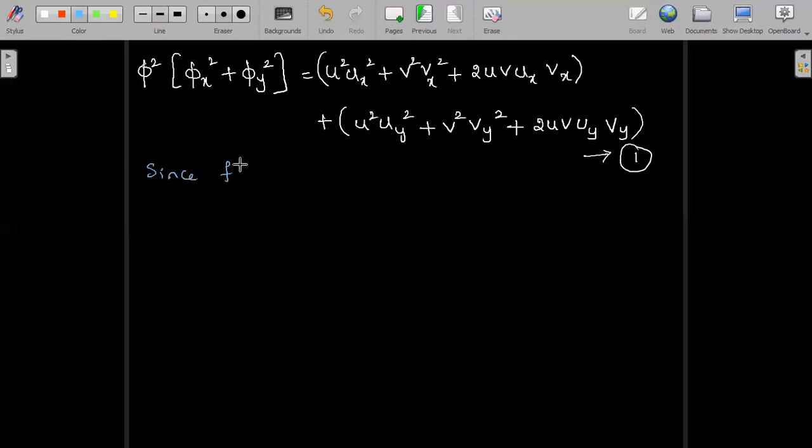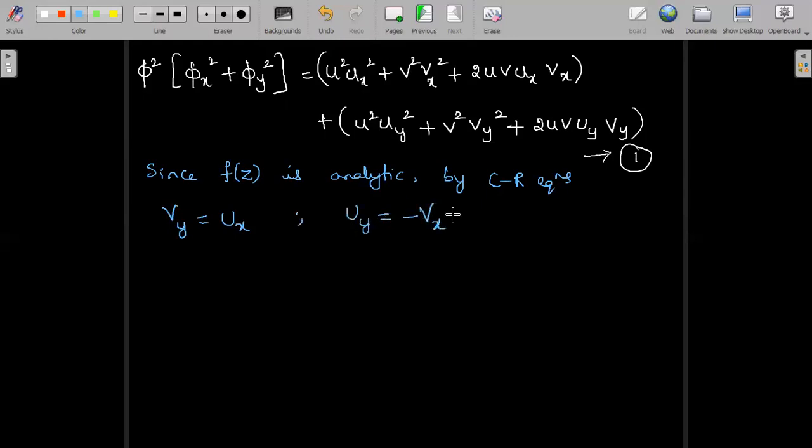So since f of z is analytic, by CR equations, we know that ux is equal to vy and vx is equal to minus uy. So these are the CR equations for us. I wrote it for y terms because I need to change y to x in equation 1.